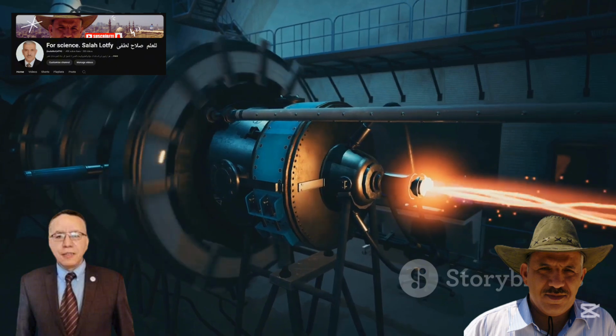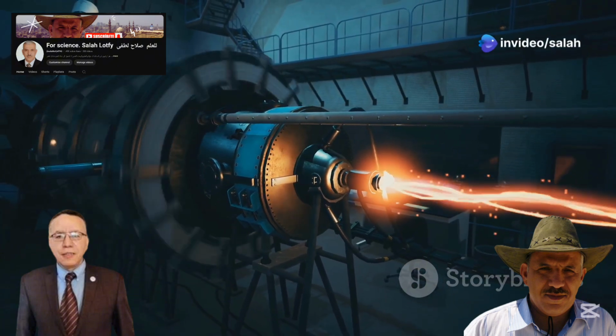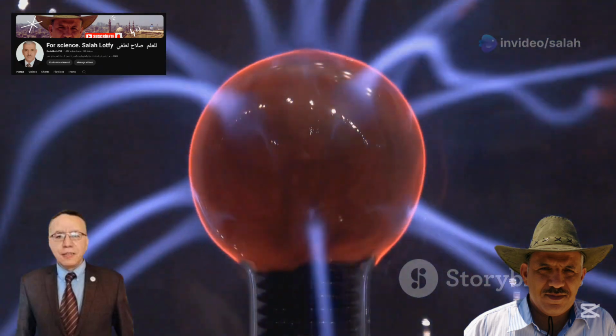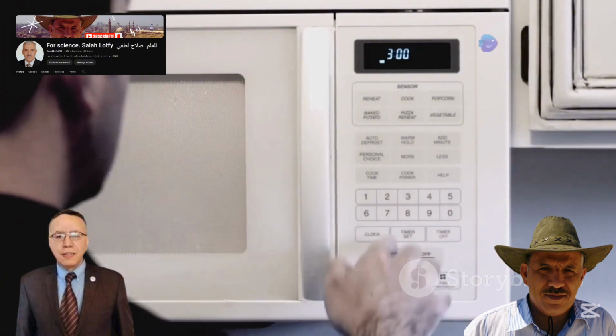Finally, there's radio frequency heating. This method uses electromagnetic waves to transfer energy to the plasma. It's akin to how a microwave oven heats up food by causing water molecules to vibrate.